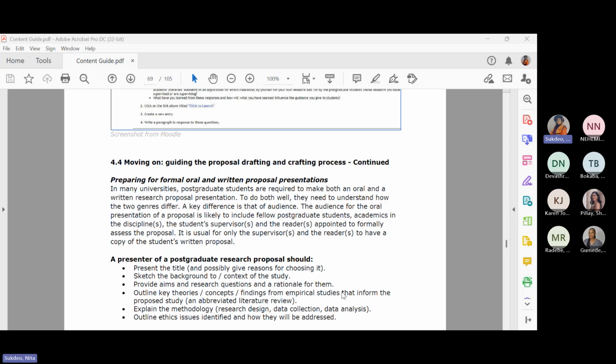So, how do we guide our students on this oral defense of the proposal? Mfundo first and then Devashri.